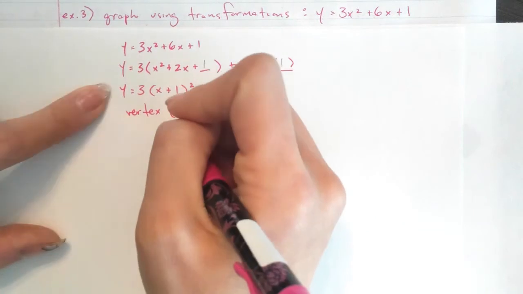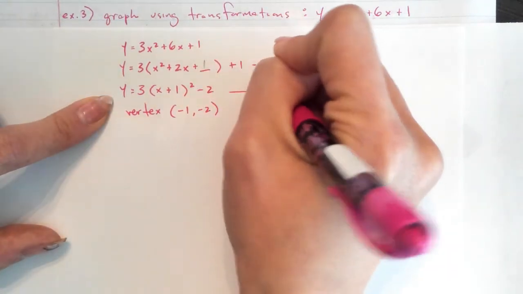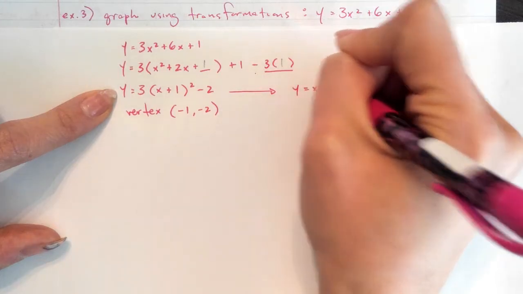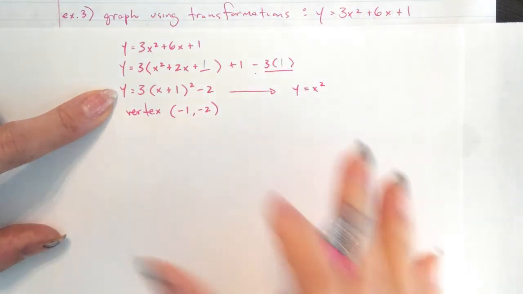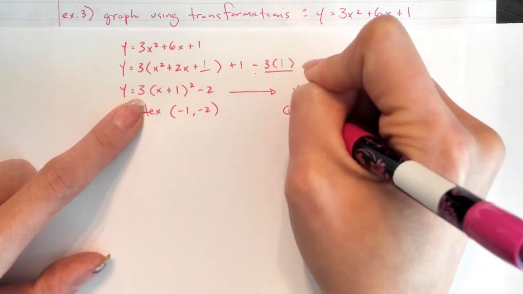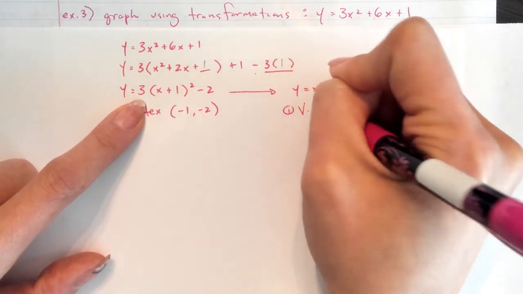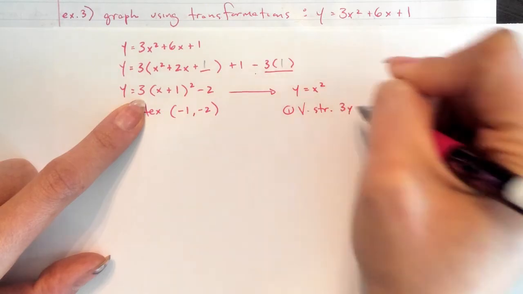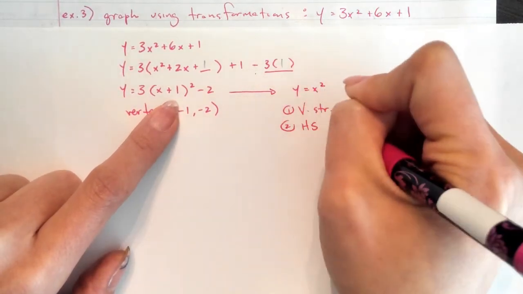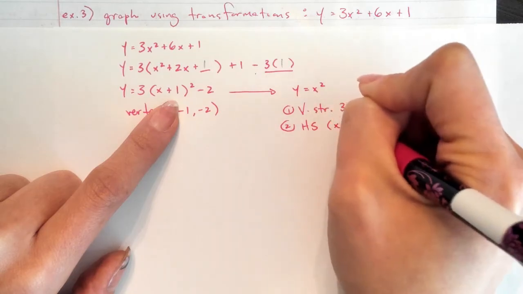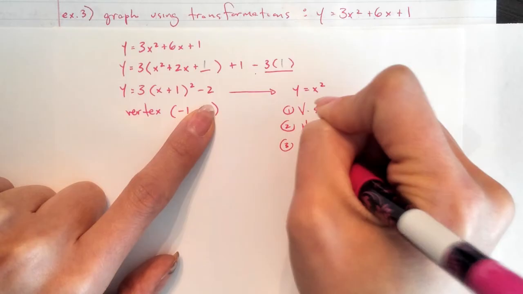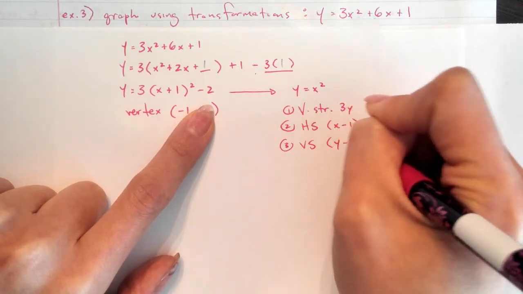So if you're using transformations, then this started off with, this is the parent function, y equals x squared, all right? And then what happened to it? Number 1, it's been a long time. This is a vertical stretch of 3y. Number 2, what is that? That is a horizontal shift of x minus 1. And number 3, that is a vertical shift of y minus 2.